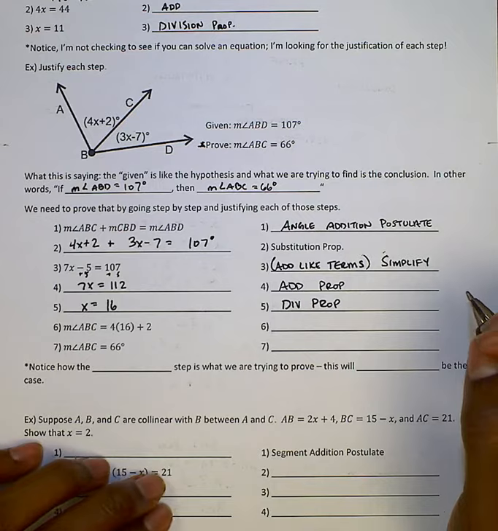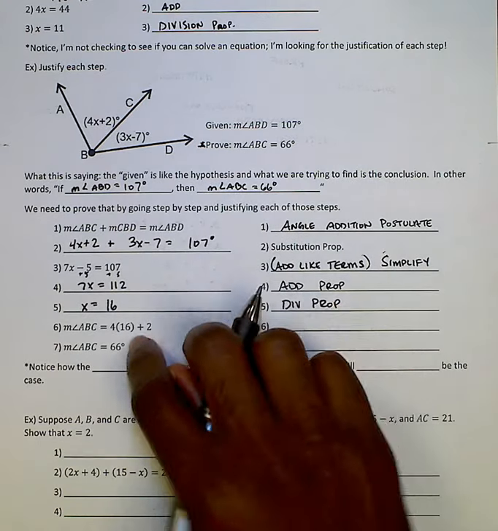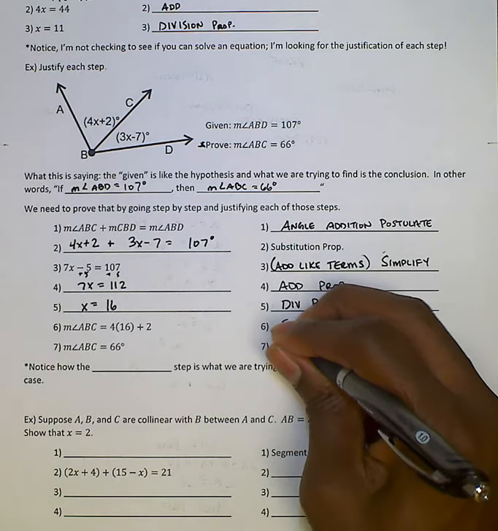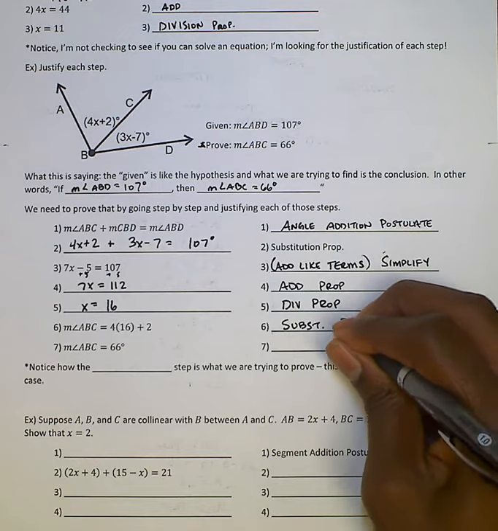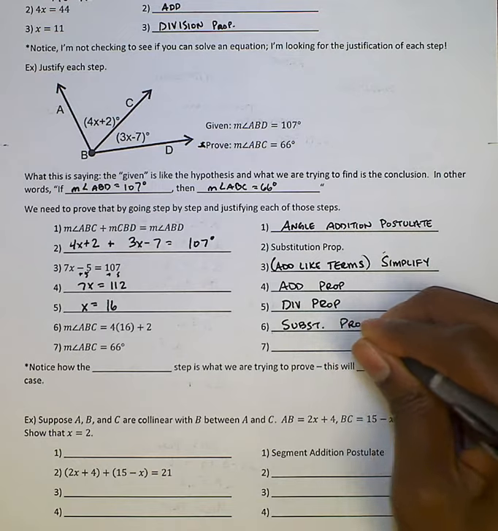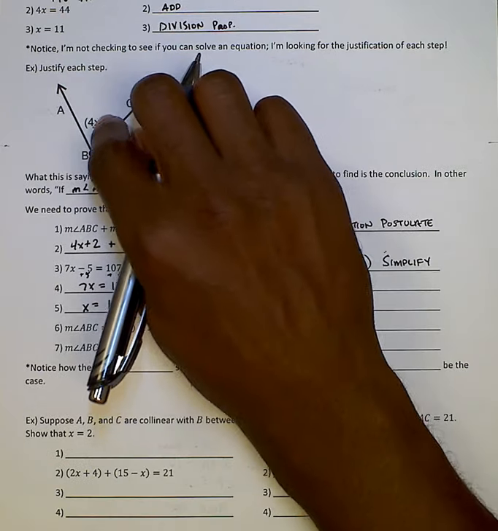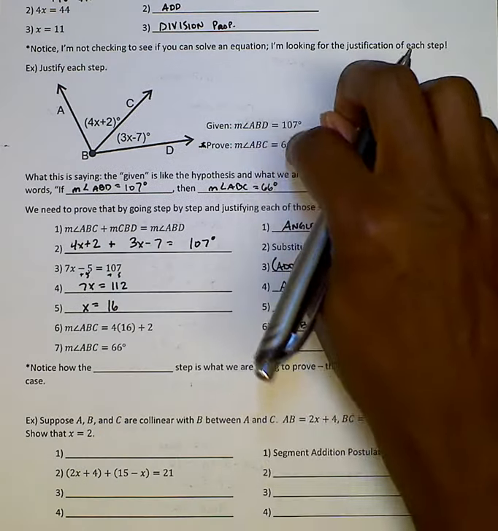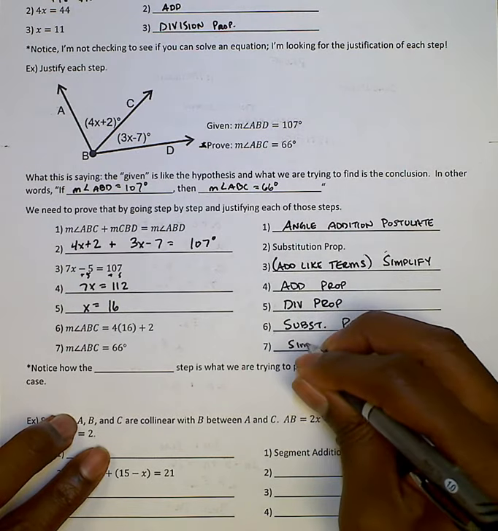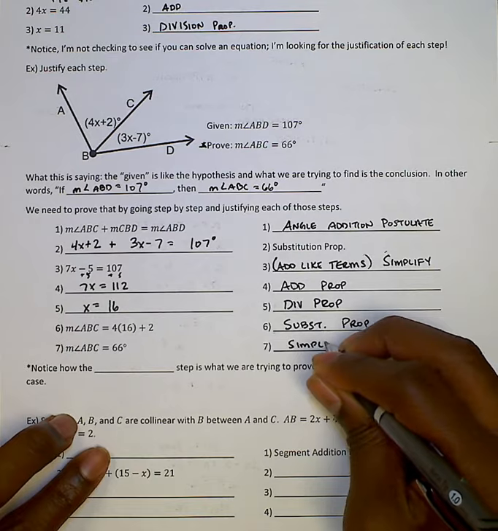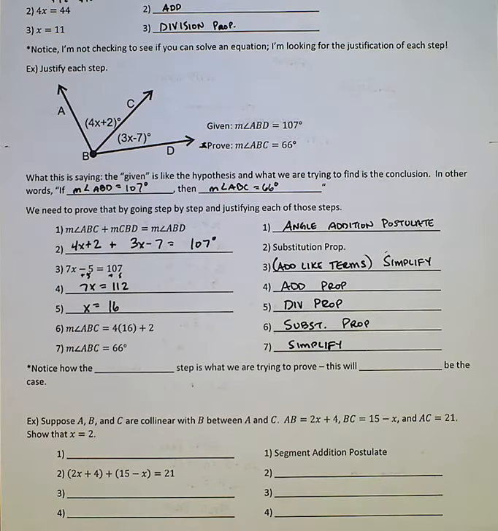Okay. And now that we know that x is 16, I'm going to plug this back in. Me plugging 16 in is substitution. I found that x was 16. I'm plugging it back in to angle ABC because that's what I'm trying to prove. And then simplify.